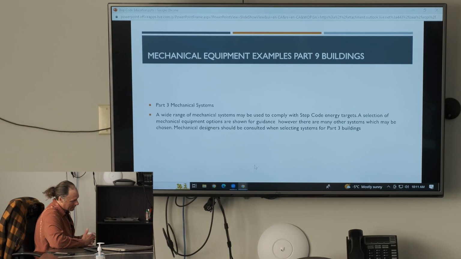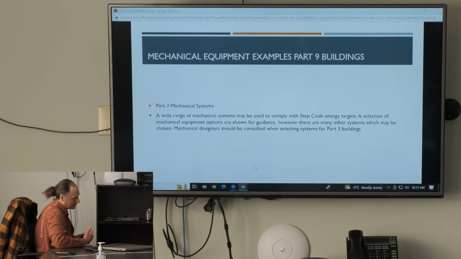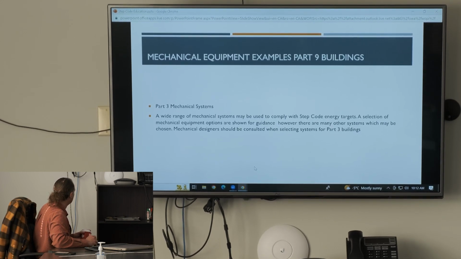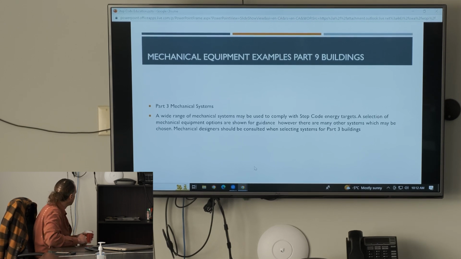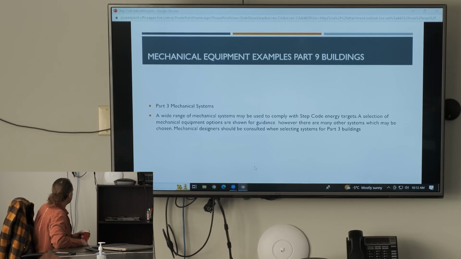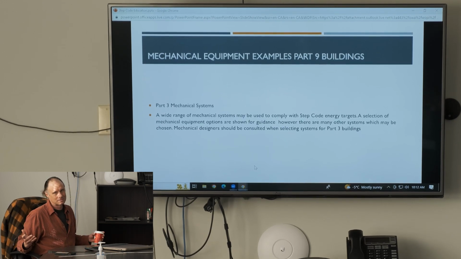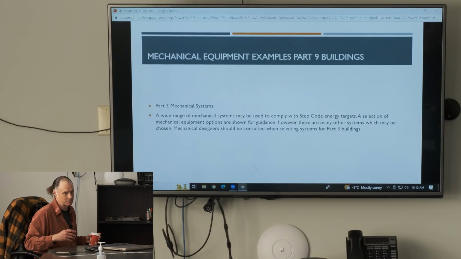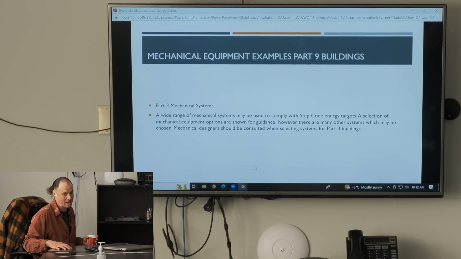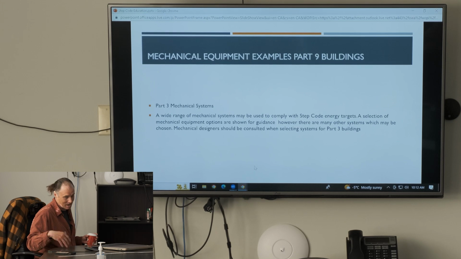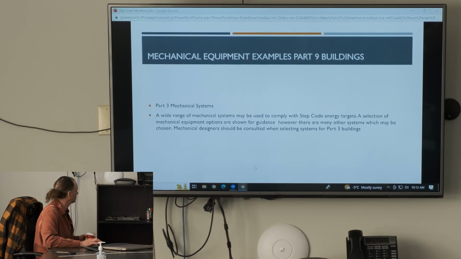So now we'll get into a little bit about mechanical equipment examples in the Part 9 buildings. You have a wide range of mechanical systems that may be used to comply with step code energy targets. Selection of mechanical equipment options are shown for guidance. However, there are many other systems which may be chosen. Mechanical designers should be consulted when selecting systems for Part 3 buildings. So, in some areas you're limited as to what energy you can use. I know up the Columbia Valley, they don't really have natural gas service. So you're going to be limited there. You're either going to be using electricity or maybe even renewables.